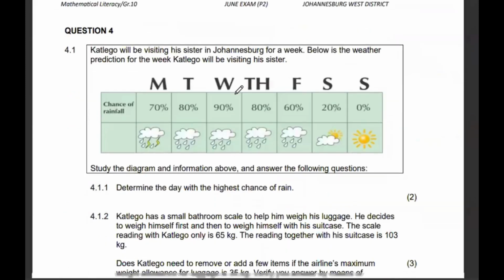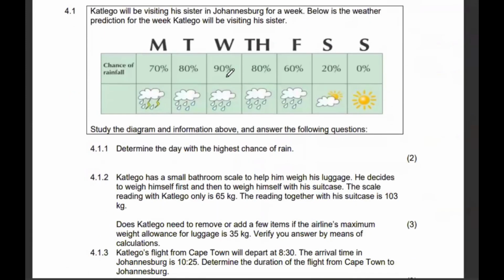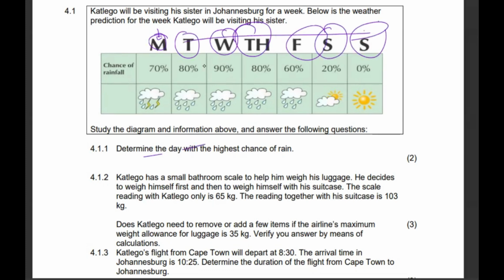All right, look at question number 4. Katlego will be visiting his sister in Johannesburg for a week. Below is the weather prediction for the week. These letters stand for the days: Monday, Tuesday, Wednesday, Thursday, Friday, Saturday, and Sunday. Determine the day with the highest chance of rain. Take note of it.